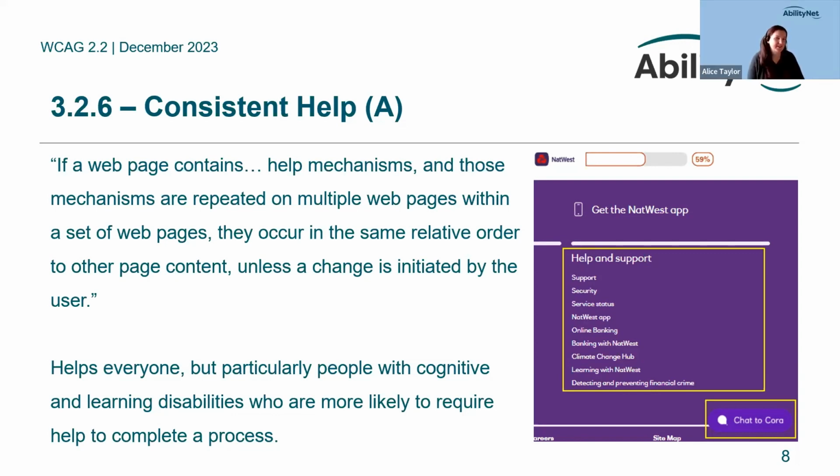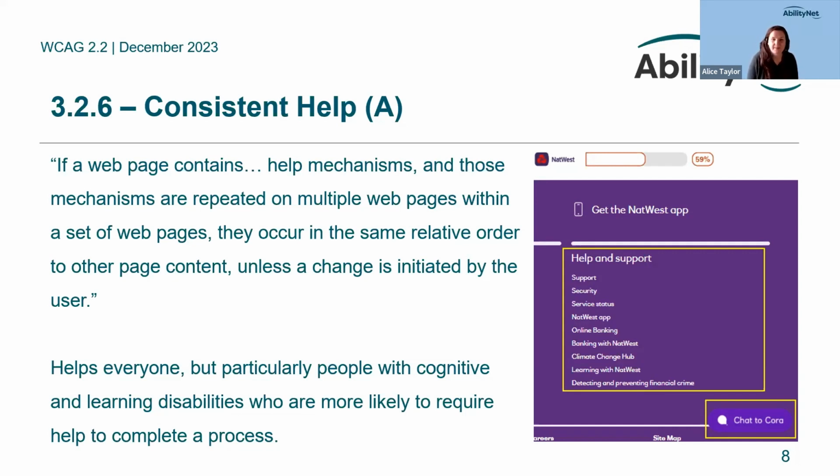So we're now going to move on to the next success criteria that we're going to talk about, which is 3.2.6 consistent help. And this is a level A criteria. So this one says that if a web page contains help mechanisms and those mechanisms are repeated on multiple web pages within a set of web pages, they occur in the same relative order to other page content unless a change is initiated by the user.